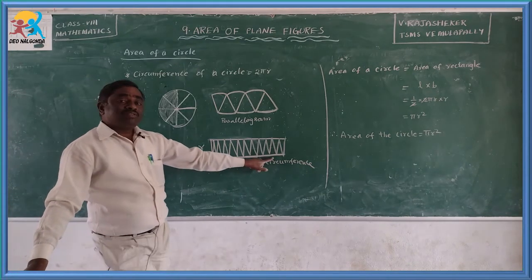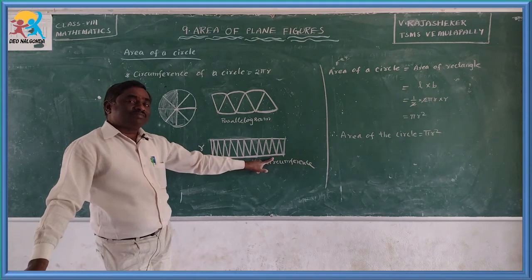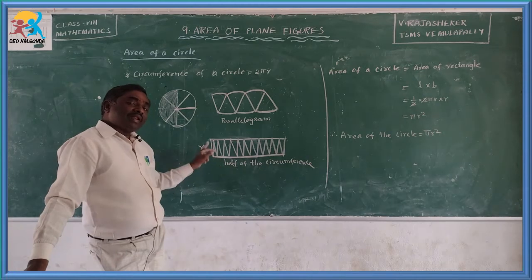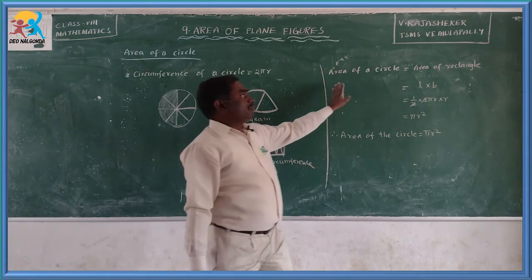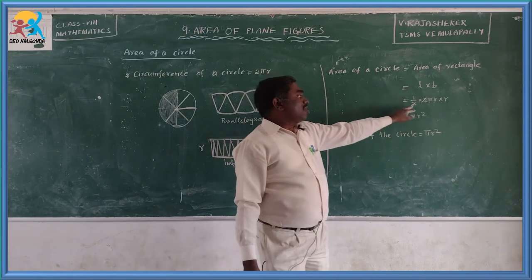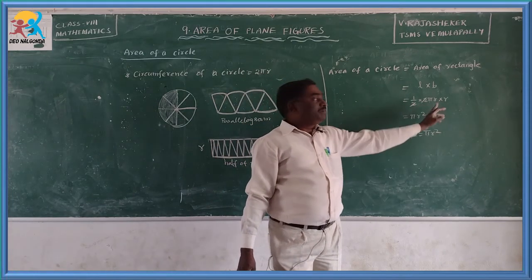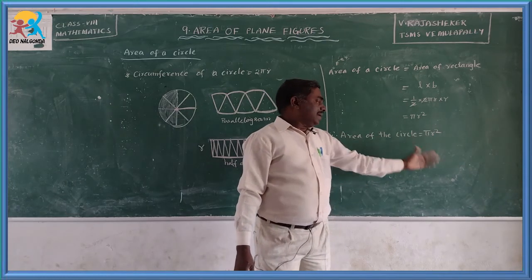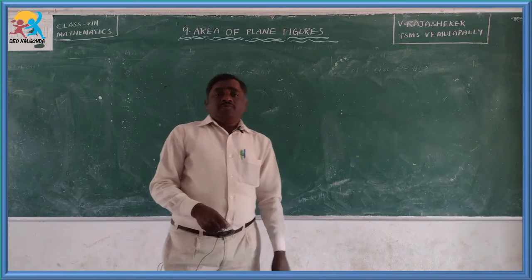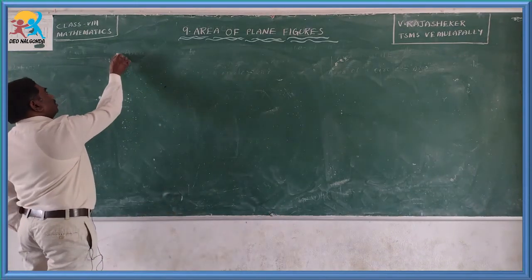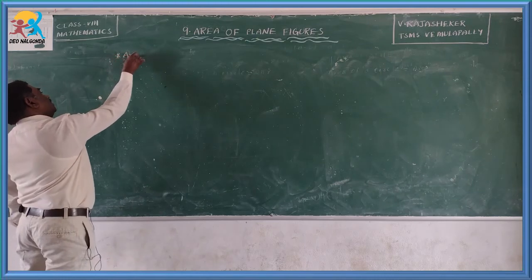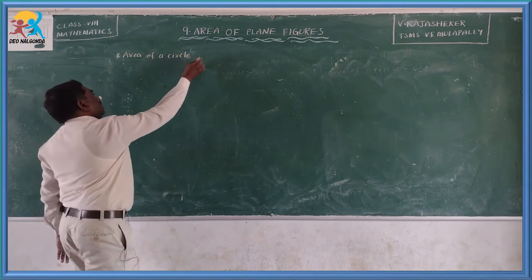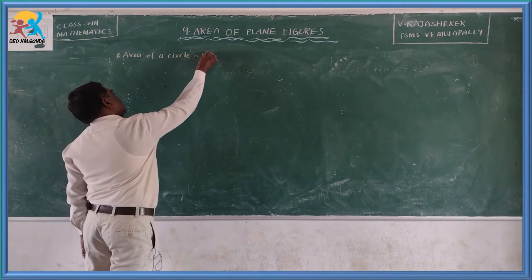So what is this part? Half of the circumference. And what will be this part? This is the radius. Now area of the circle can be written as half into 2 pi r into r. By simplifying we get pi r square. Now what is the area of the circle? Pi r square. Dear children, we have already learned the formula for area of a circle. Area of a circle is pi r square.